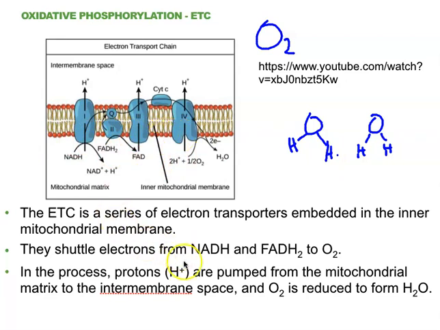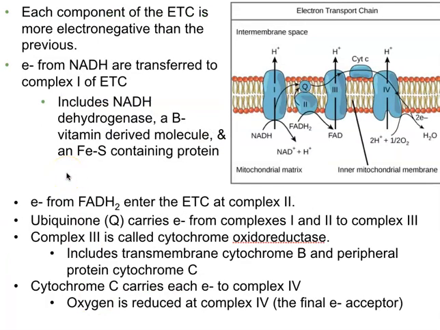In this process, those hydrogen protons are pumped from the mitochondrial matrix such that oxygen is reduced so that it can form the H2O. Now they say it's reduced here. By reduced, what they mean is split so the hydrogen protons can actually bind to it. And that's a fairly amazing idea. So what's going to happen next then? Well, you can see what's going on here.